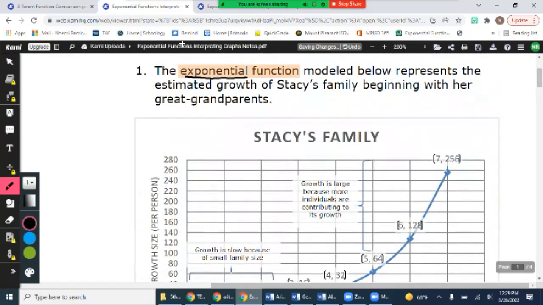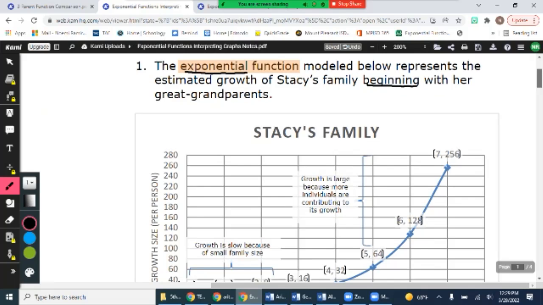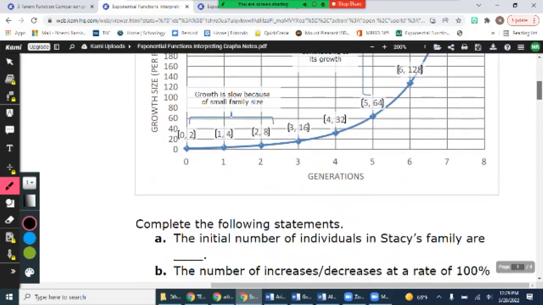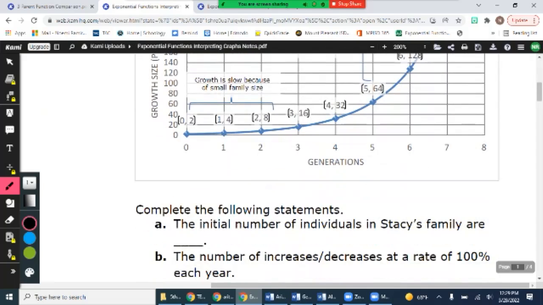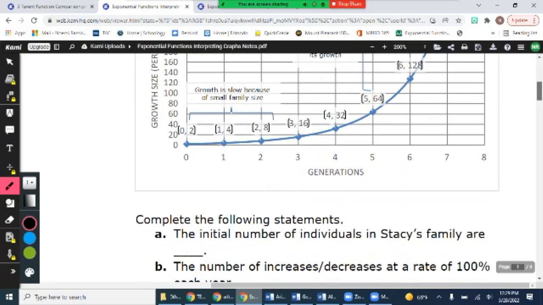Is modeled below, represents the estimated growth of Stacy's family beginning with her great grandparents. Beginning, that means initial, the start. You're starting with the great grandparents, okay? So we're just going to complete the following statements and answer the questions. A, it says the initial number of individuals in Stacy's family are, no shout out now, an answer yet.